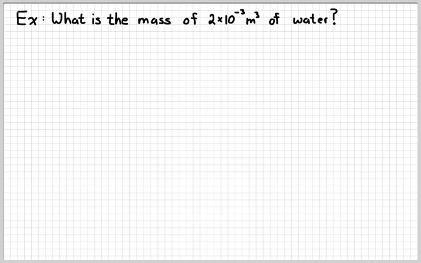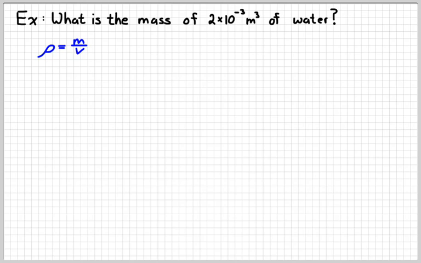So, a real simple example. Suppose we wanted to know the mass of 2 times 10 to the negative third cubic meters of water. That may look like a small number, but remember, a cubic meter is a very large unit. So that's a pretty reasonable amount of water. That would be like something you would put in a pitcher.